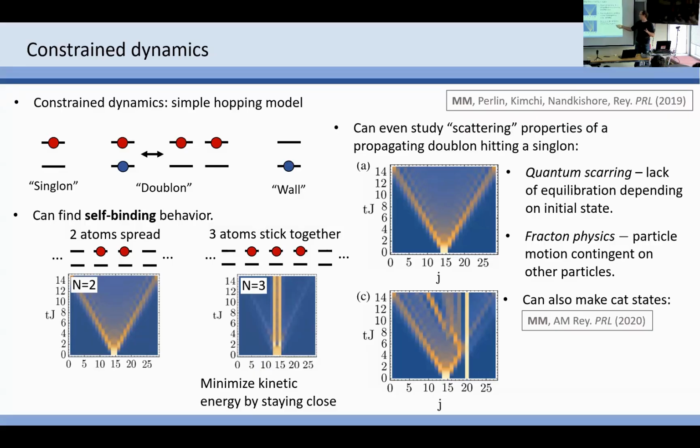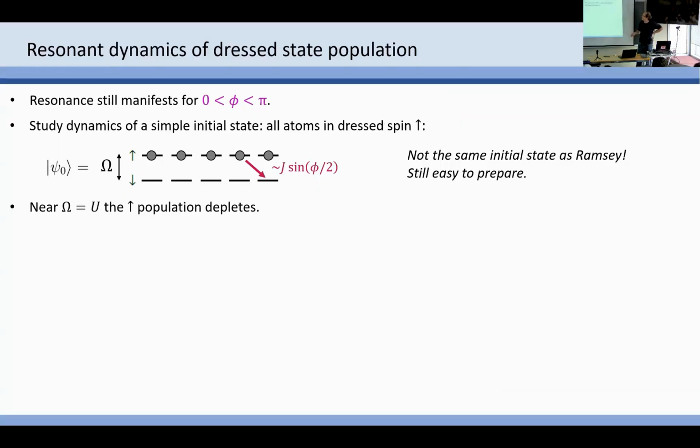And I won't dwell on this, but you can also use this kind of constrained motion, rules on hopping, to generate entanglement in the form of cat states. Ask me about that later. So yeah, this is pretty cool to see.